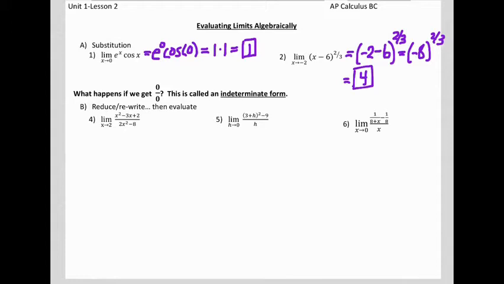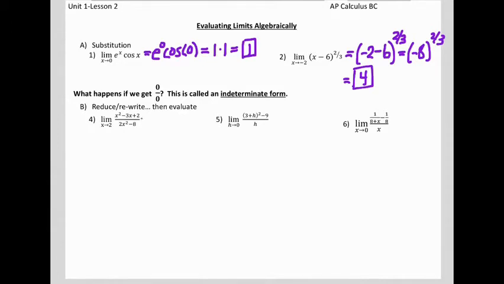We're not always going to get a nice outcome like this. What happens if we get 0 over 0? 0 over 0 is what we call an indeterminate form. And I'm going to talk to you about a few different indeterminate forms that we have to be on the lookout for this year. Now, if you get 0 over 0, it means that the limit isn't necessarily 0. The limit maybe exists, maybe it doesn't. It's indeterminate in this form. So you have to do something in order to evaluate the limit. One option, reduce, rewrite, then evaluate.